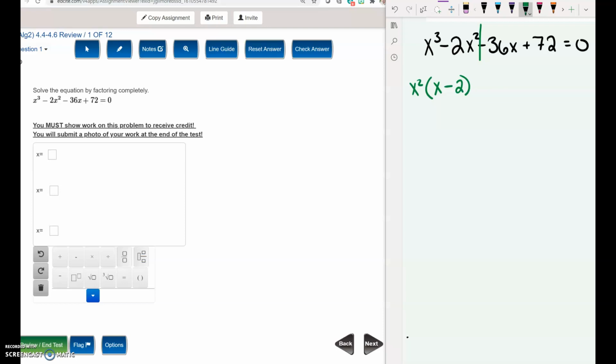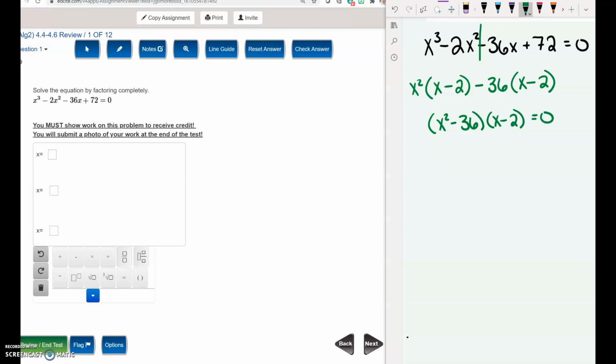The third term has a negative in front of it, so you want to use the negative. 36x and 72 have 36 in common. Negative 36x divided by negative 36 is positive x. 72 divided by negative 36 is negative 2. So the factored form is x squared minus 36 times x minus 2.